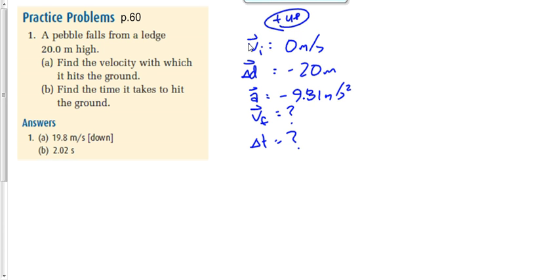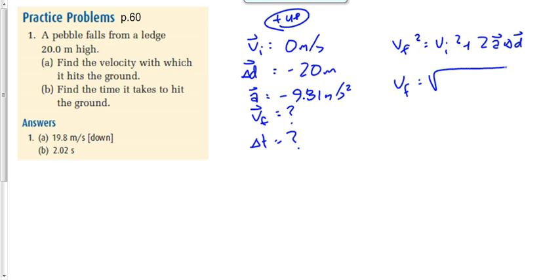All right, so what do you want to do? Pick a group B equation. Hopefully you find the one that works for you right away, but if you don't, that's okay. Let's try this one. VI squared plus 2AD. We're solving for VF here.